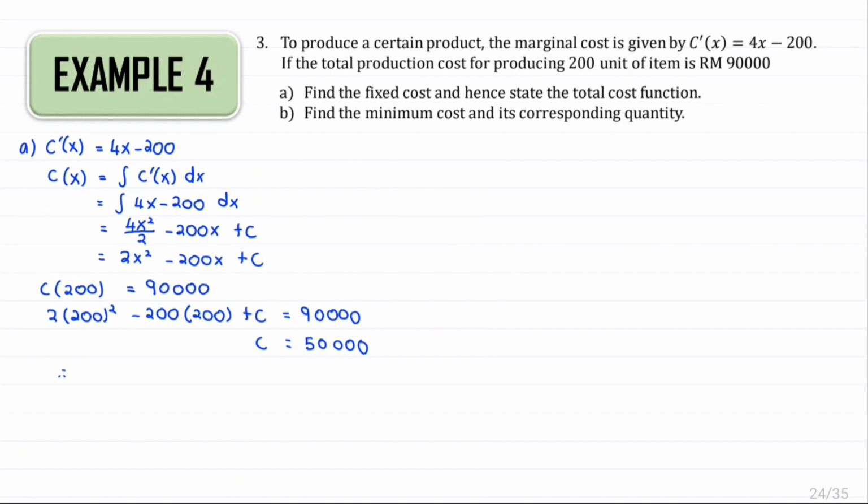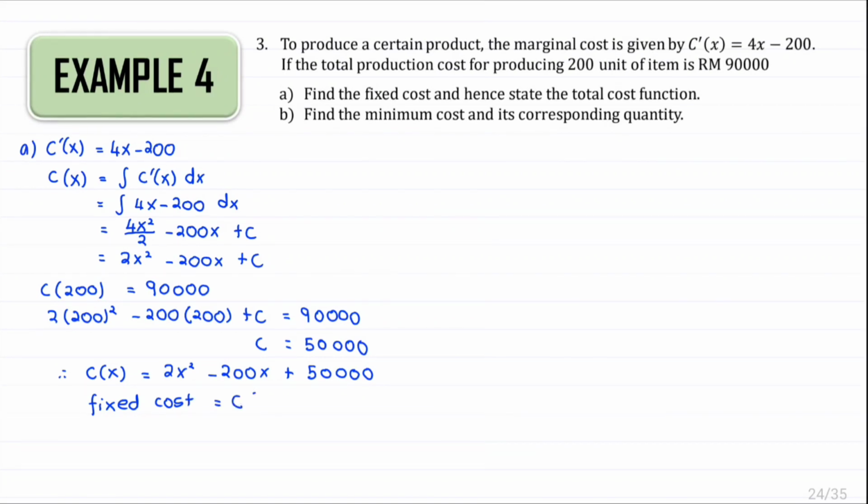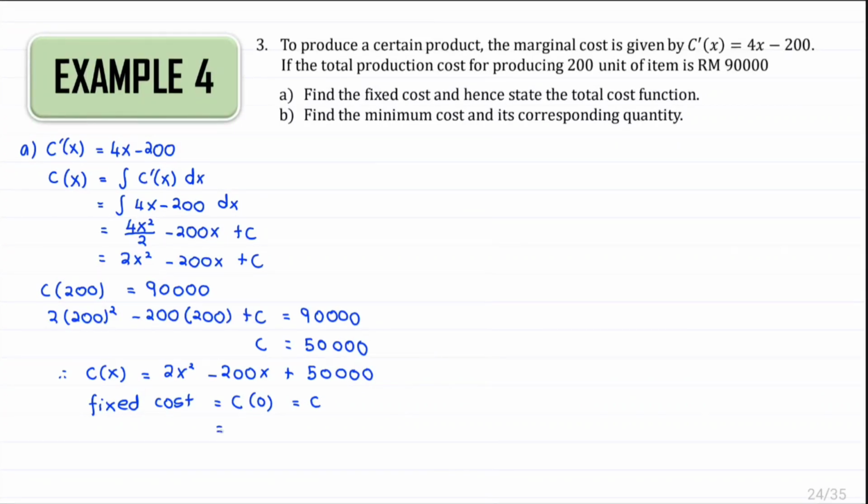So our cost function C(x) is 2x squared minus 200x plus 50,000. To find the fixed cost, it is C(0), the same as the small c. So our fixed cost is 50,000.